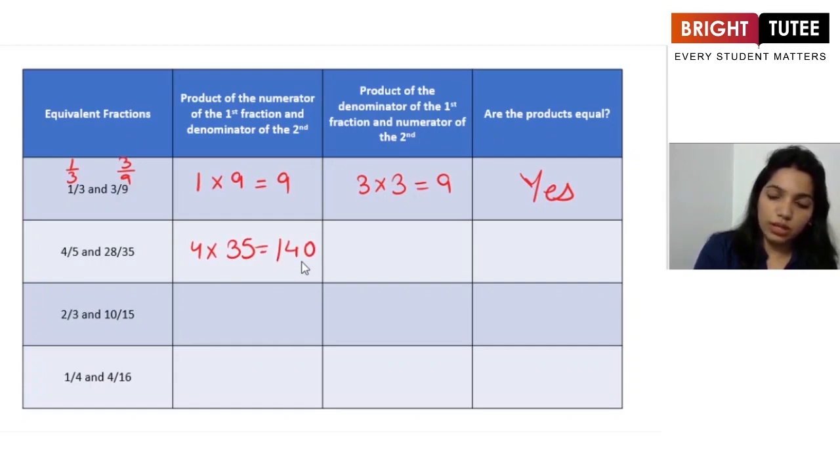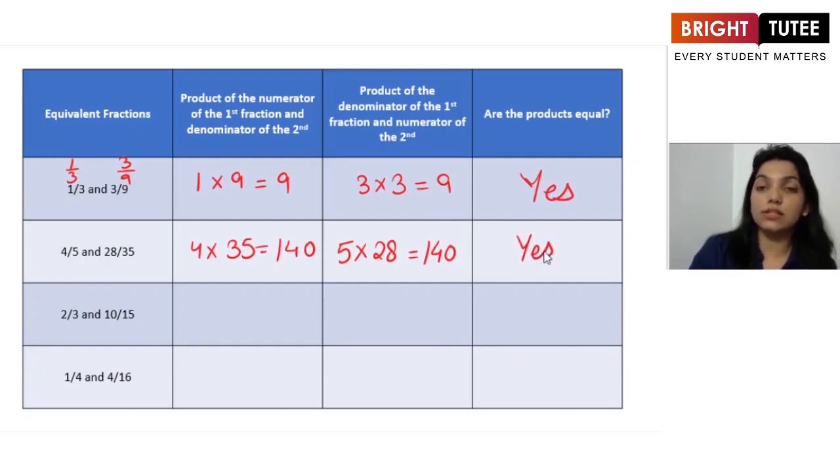Now moving on to the next one. We have done 4 times 35. So here it will be 5 times 28. And what is 5 times 28? 5 times 28 is again 140. So do you see that the answers are still equal?